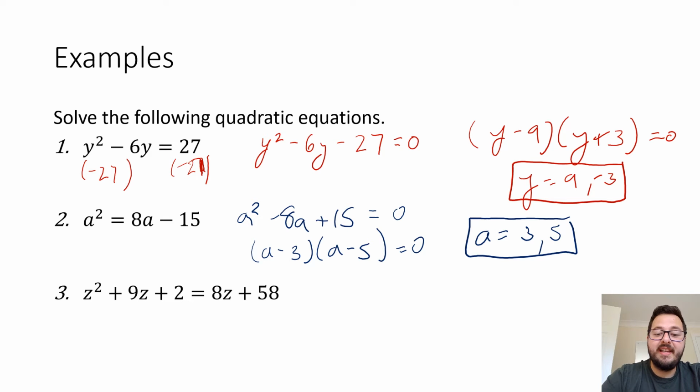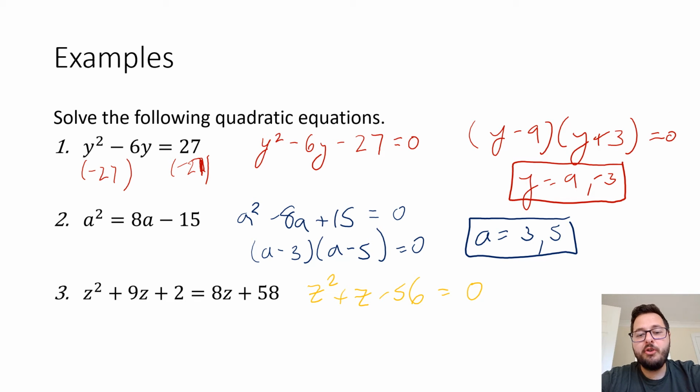Okay, and then finally, we're going to have a go at this one. So we've got z squared plus 9z plus 2 equals 8z plus 58. So again, let's get everything on the left-hand side. So we've still got z squared. Now 9z, we'll take away the 8z from the other side. So 9z take away 8z, you're just left with 1z. And then you've got 2, but we want to take away 58. So this is going to end up being minus 56.